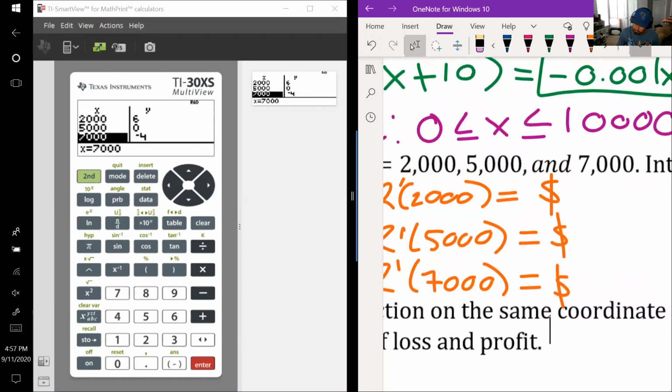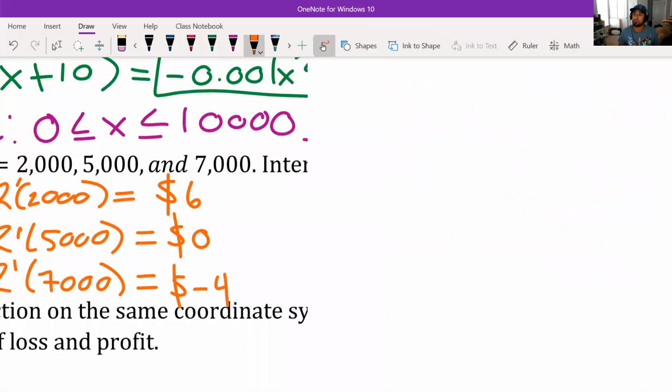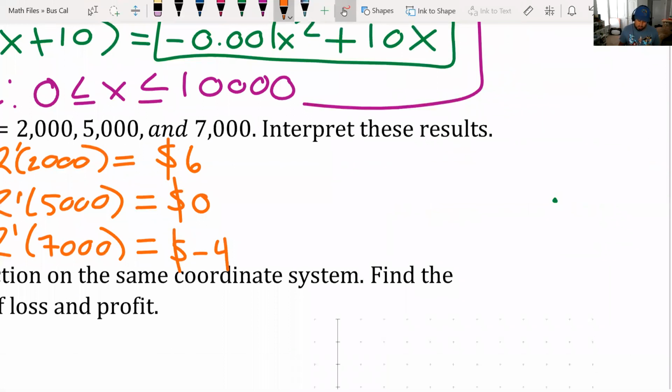And we get 6, 0, negative 4. Okay, back to the notes. What does it all mean?